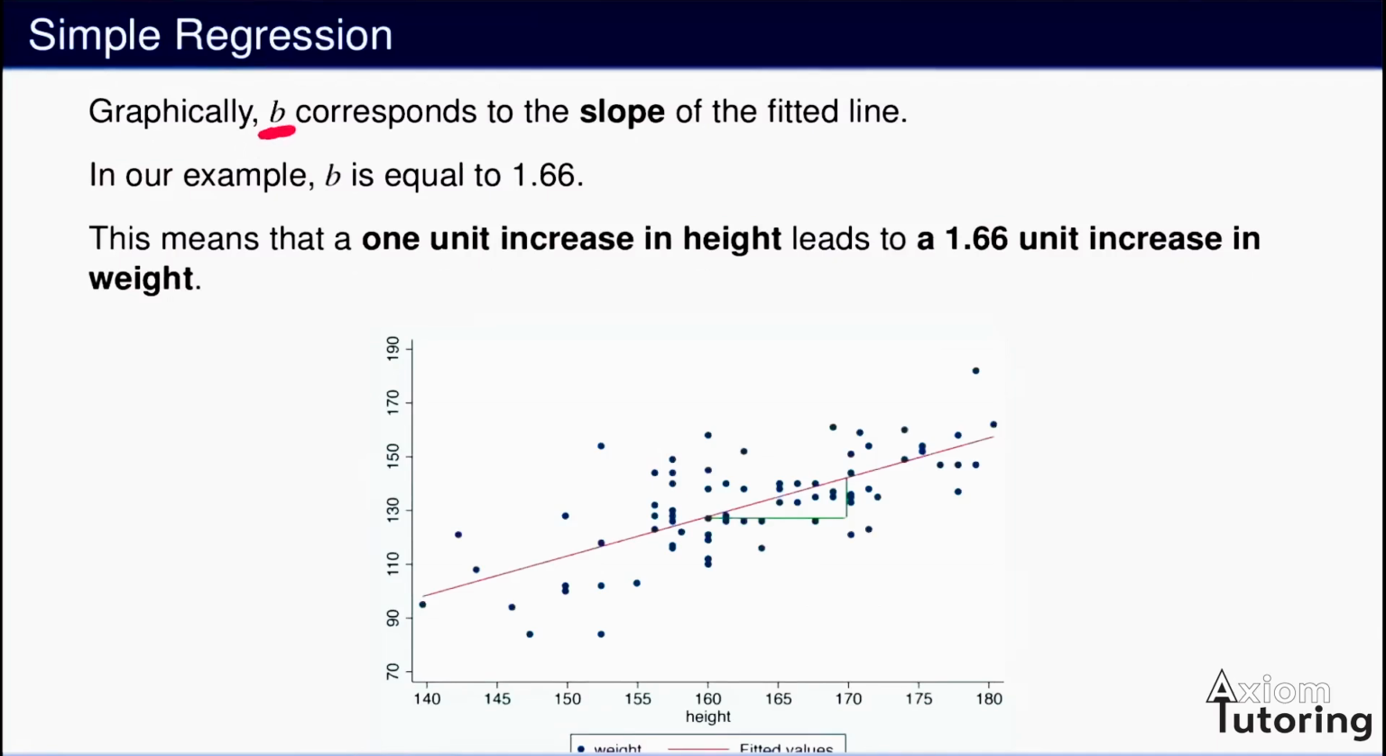Now, for B, we just say that B is the slope of the fitted line. So in this particular example, B is equal to 1.66, and that means that a 1 unit increase in height, my x variable, is associated with a 1.66 unit increase in weight, my y variable. Okay, and that's also a sentence I would learn by heart. So a 1 unit increase in x is associated with a B unit change in y. And I say change here because if B is positive, it's going to be an increase, but if B was negative, then it would be a decrease.